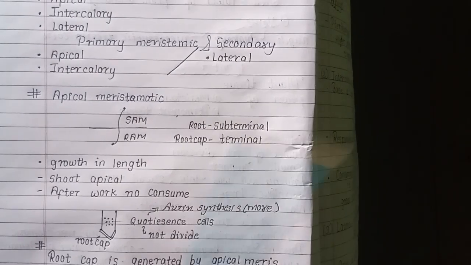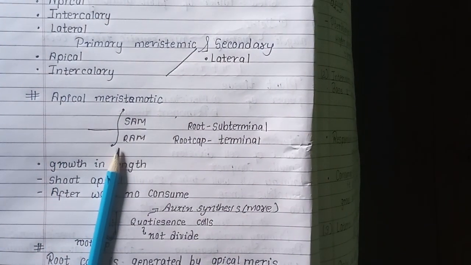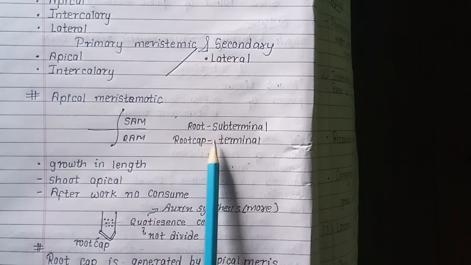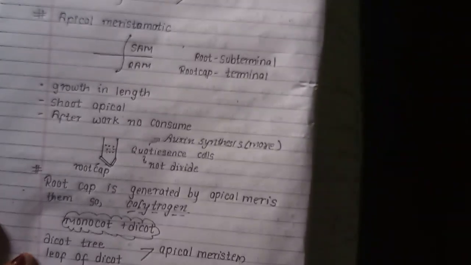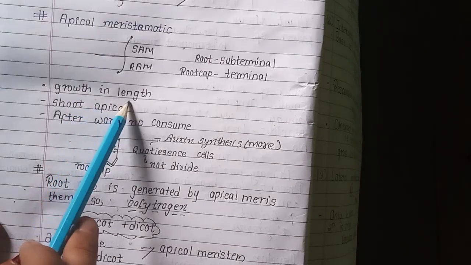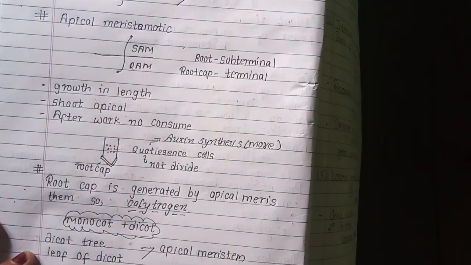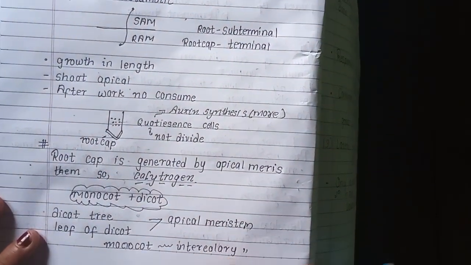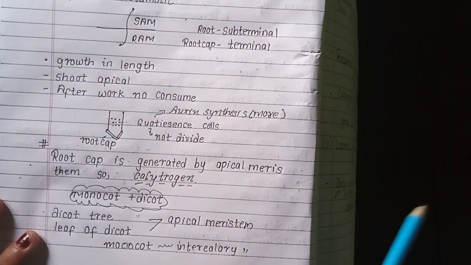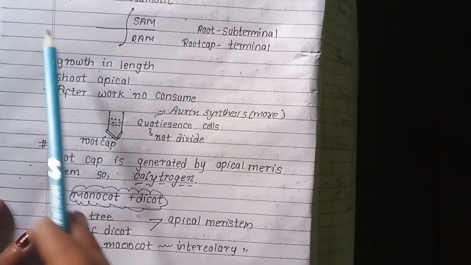Let's discuss the apical meristematic. Apical refers to top. Growth in length: apical meristem helps to increase the length. After the work, the apical meristem is not consumed, but the intercalary meristem is consumed.